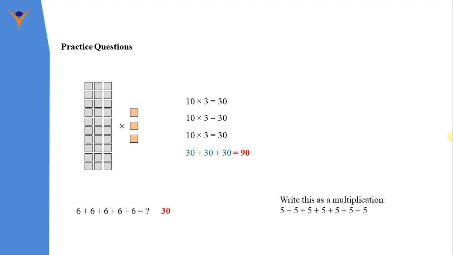The second one that says 6 add 6 add 6 add 6 add 6, that gives us 30. All right, and then the last one, write this as a multiplication. 5 is added to itself 7 times, and that gives us 35. Sorry, 5 times 7, which is 35.